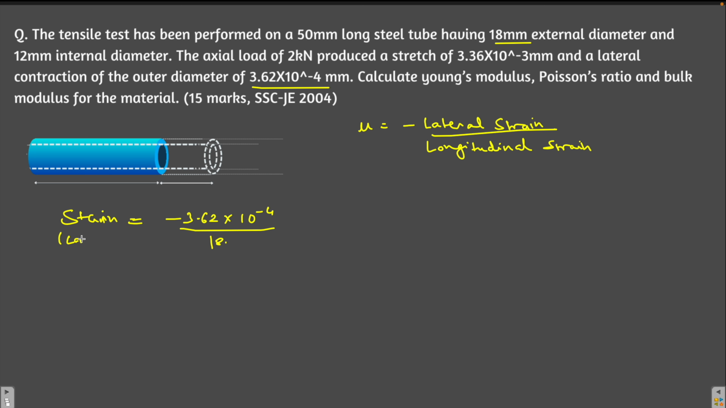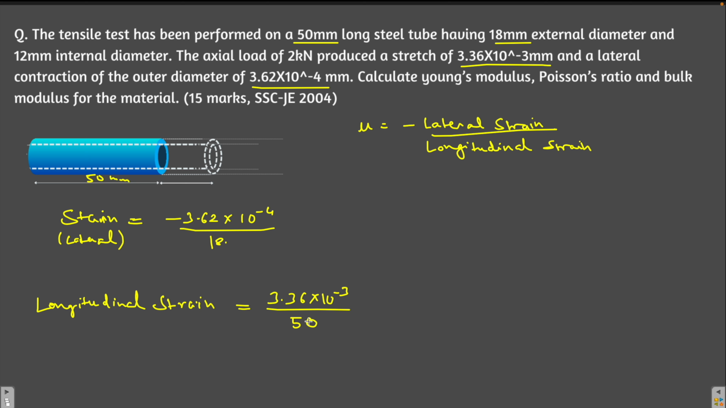Let me write lateral. Now what is longitudinal strain? Longitudinal strain is the change in length in the longitudinal direction to the original length. So what was change in length in the longitudinal direction? It is 3.36 into 10 to the power minus 3 millimeter. Since this is in elongation, or it is stretching, we will put it with a positive sign. And what is the original dimension? Original dimension was 50 millimeter as given in the question. So now we know what is lateral strain, now we know what is longitudinal strain.